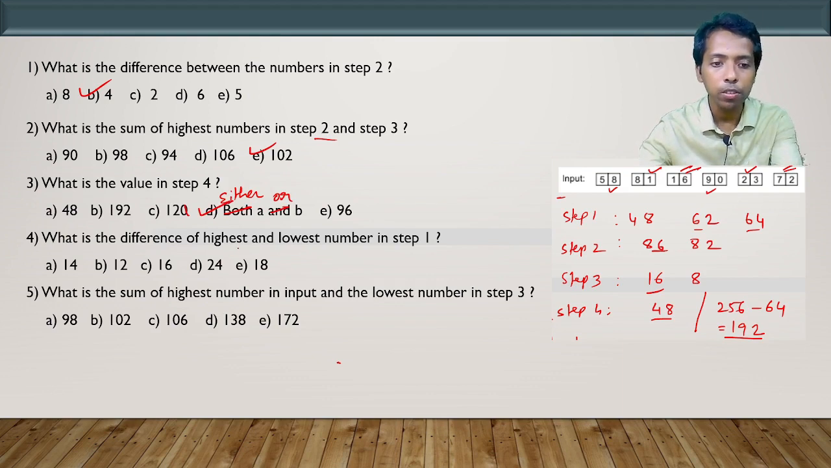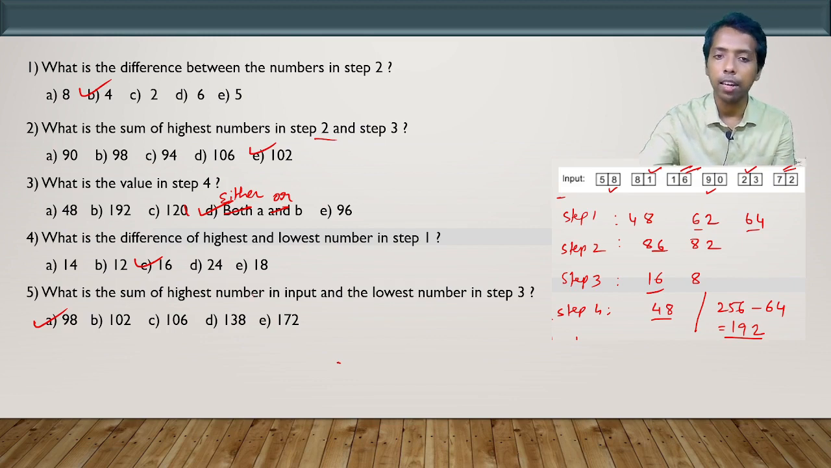What is the difference of the highest and lowest number in step 1? This is 48 and 64. So, this is 16 here. What is the sum of the highest number in input, that is 90, and the lowest number in step 3, that is 8? So, 98 is the answer here. Okay. Highest number in input and lowest number in step 3. Yeah, 98 is the answer, right?